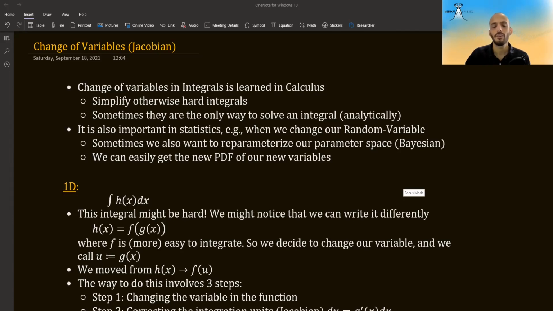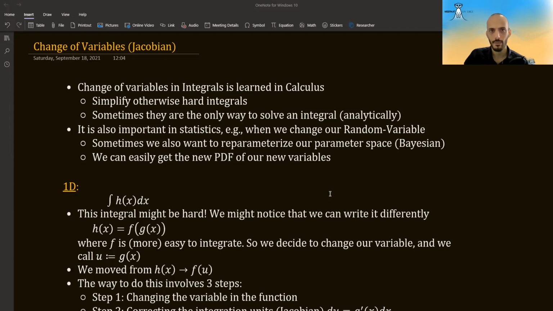Hi guys, in this video I'm going to cover change of variables in integrals, which in the context of statistics is also related to transformation of continuous random variables and to reparameterization of parameters in Bayesian inference, among other things. Even though this topic is basic, I feel that, at least for me, it's also very tricky and slippery. So I wanted to understand it better.